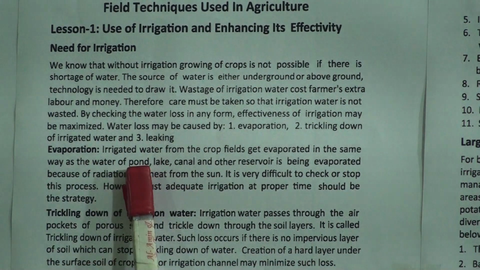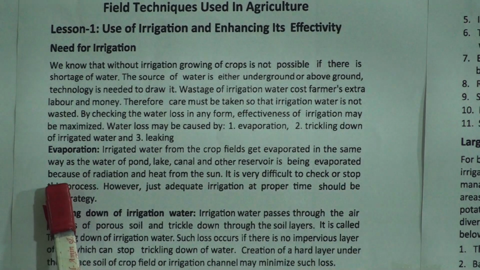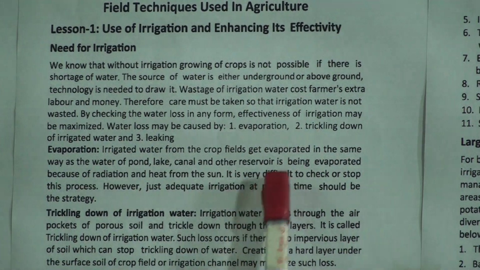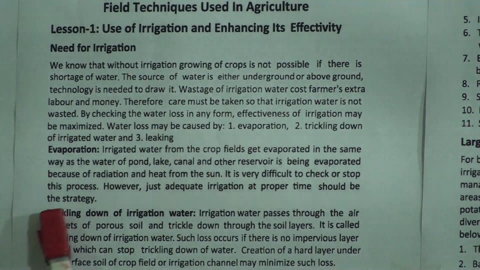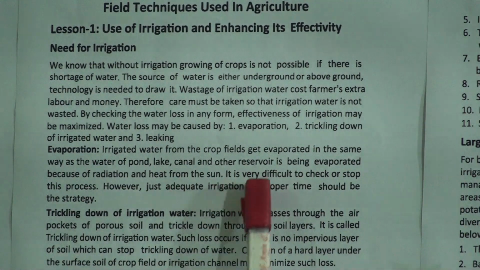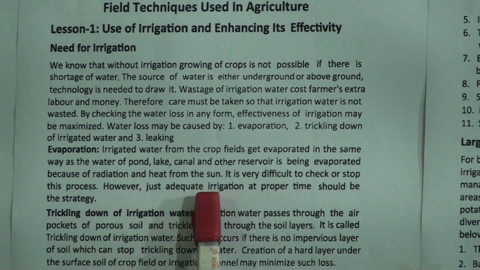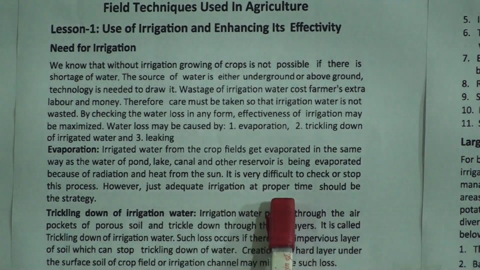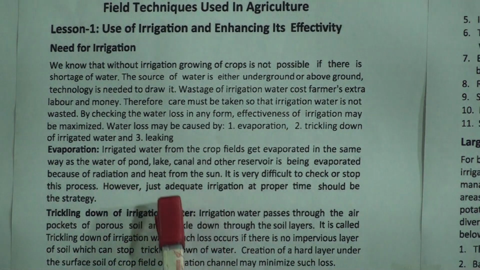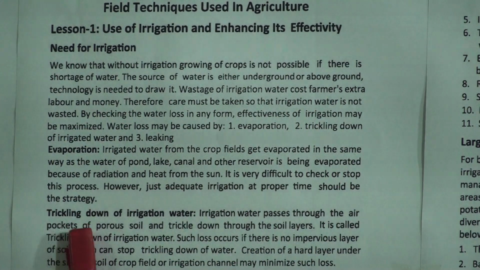Evaporation. Irrigated water from the crop fields gets evaporated in the same way as the water of pond, lake, canal, and other reservoirs is evaporated because of radiation and heat from the sun. It is very difficult to check or stop this process. However, just adequate irrigation at proper time should be the strategy. So, what is the strategy? Adequate irrigation at proper time should be the strategy.